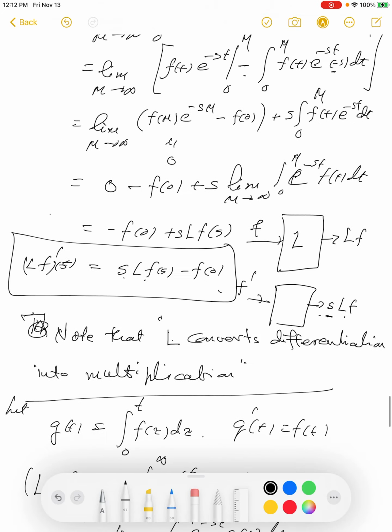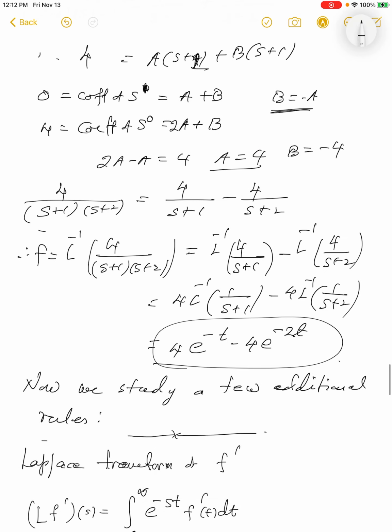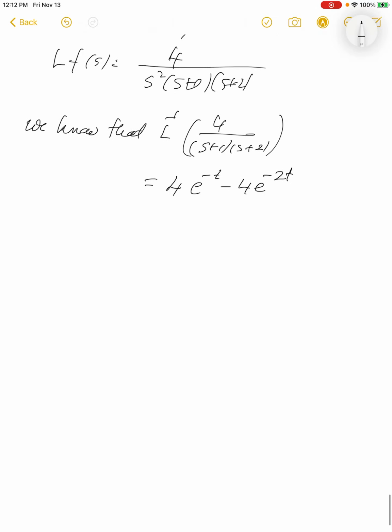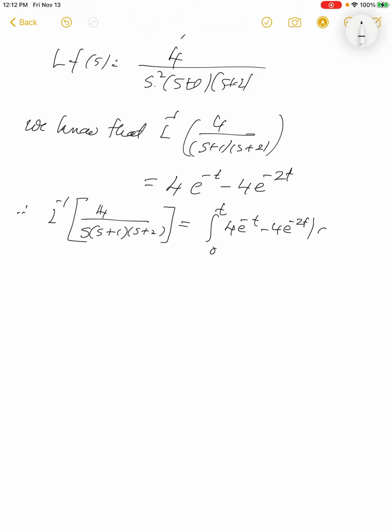Let me double check that. Yeah. So therefore, now you have s square here, so I'll have to do this in 2 steps. L inverse of 4 over s times s plus 1 times s plus 2 will be simply the integral of this between 0 to t, 4 e to the minus t minus 4 e to the minus 2t dt. That's what the formula for the Laplace transform of the integral says.